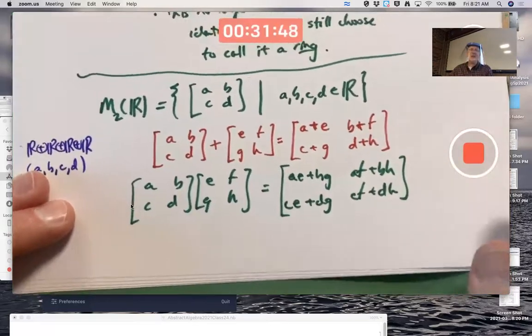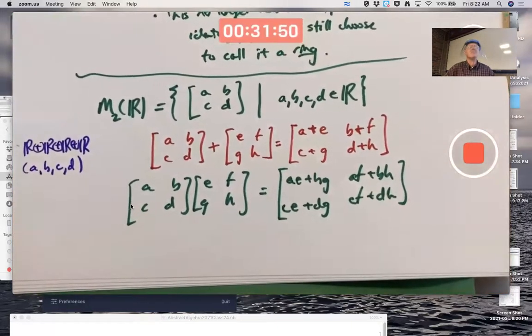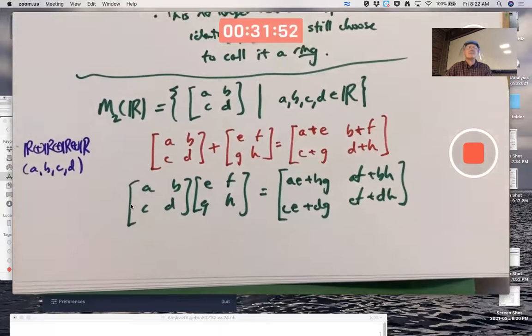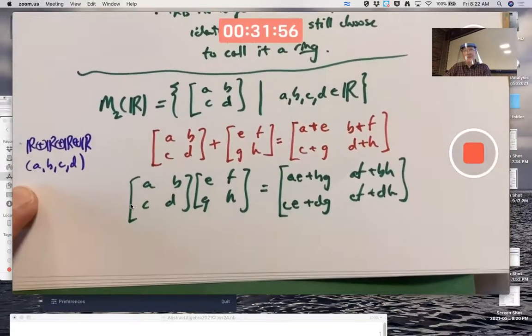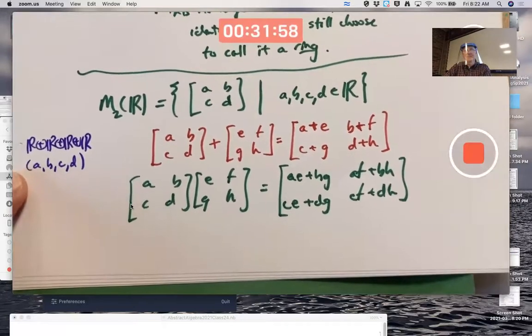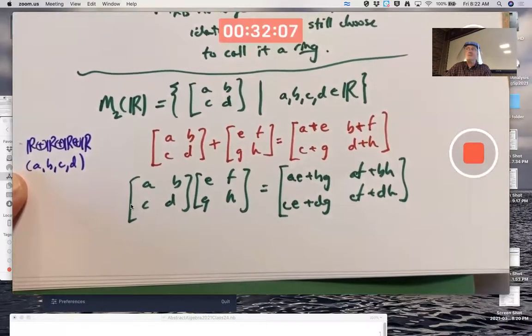So the fact that multiplication is done in that funny way means there's more going on here than meets the eye. It doesn't compare with this example in terms of a ring, in terms of multiplication. These are not isomorphic under multiplication.